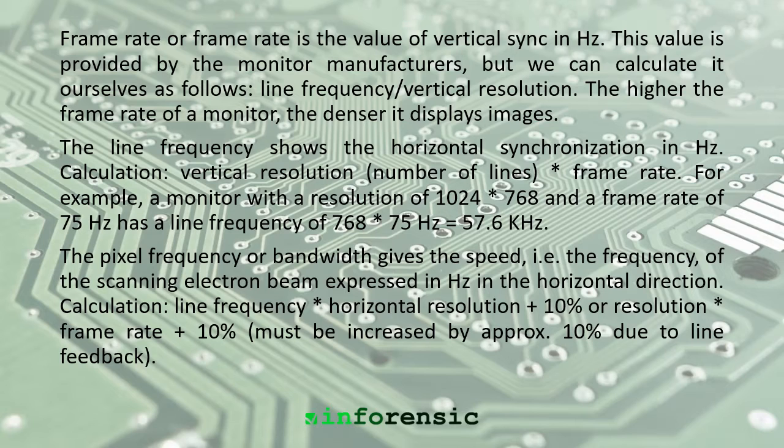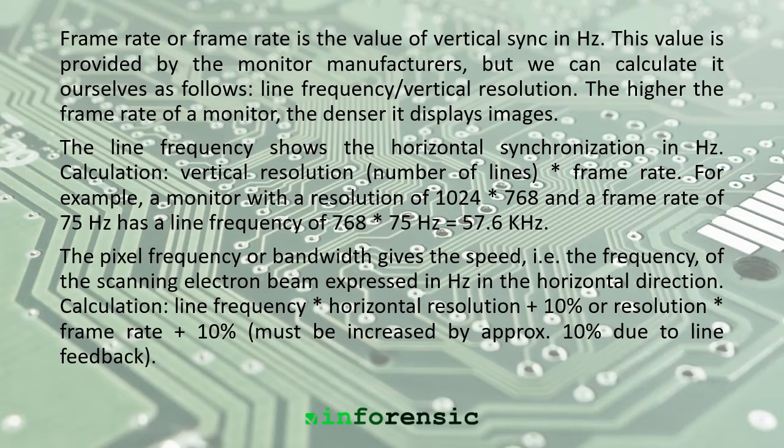The line frequency shows the horizontal synchronization in hertz. Calculation: vertical resolution, number of lines, times frame rate. For example, a monitor with a resolution of 1024 x 768 and a frame rate of 75 Hz has a line frequency of 768 x 75 Hz equals 57.6 kHz.